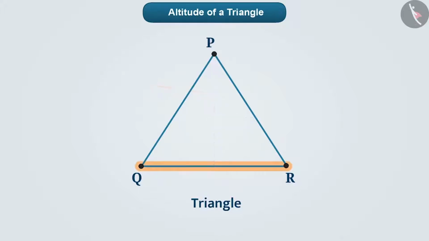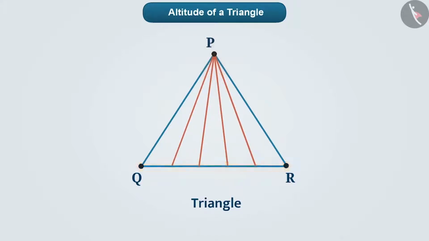To find the distance, we can make a line segment in different ways. Do all these give us the correct information about the distance between the vertex P and its opposite side QR, or say the height of the triangle? Think about it. No, not all of them give us correct information.